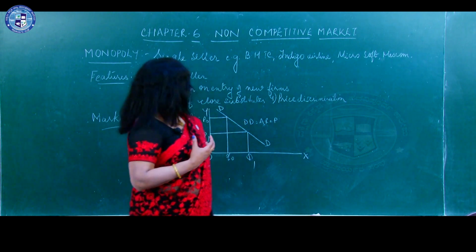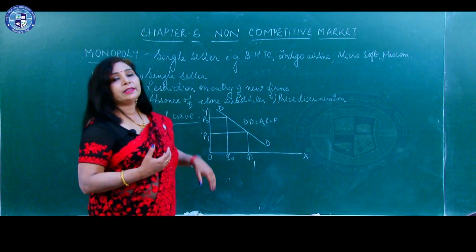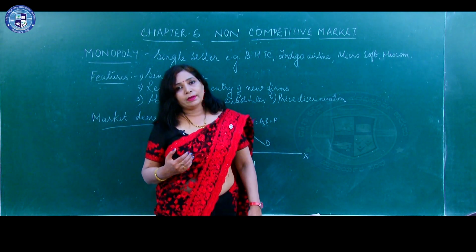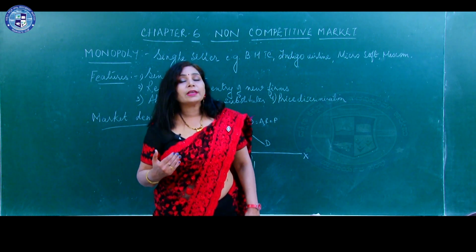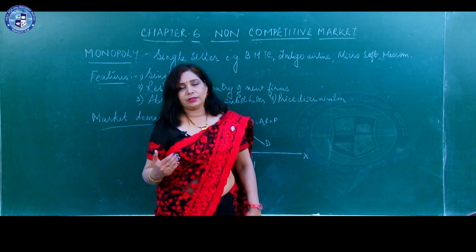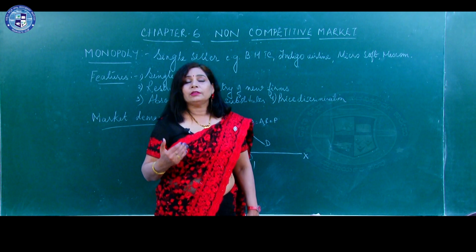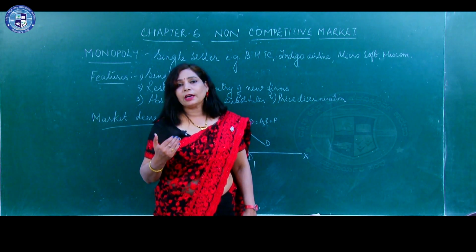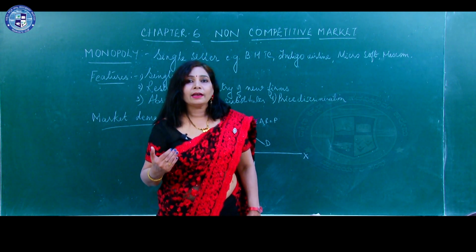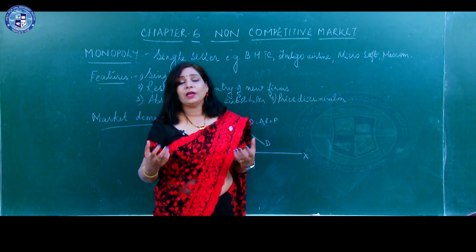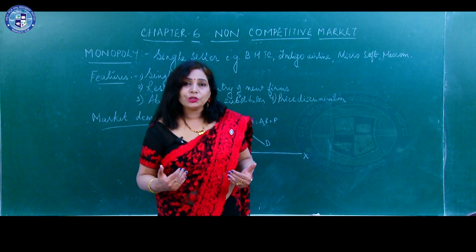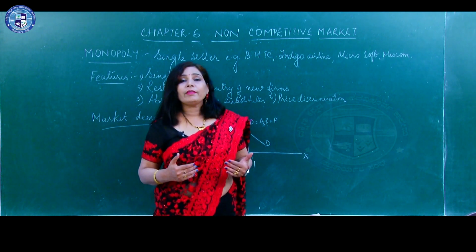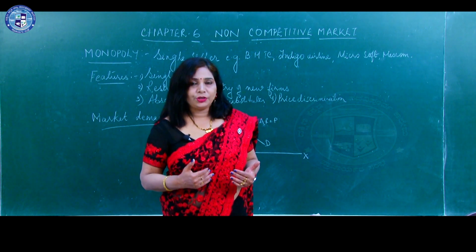When there is a solo seller of a product, there are restrictions on the entry of new firms. New firms cannot enter into the market because these types of sellers are solo sellers, and as such every firm cannot enter into such types of market. There are restrictions on the entry.